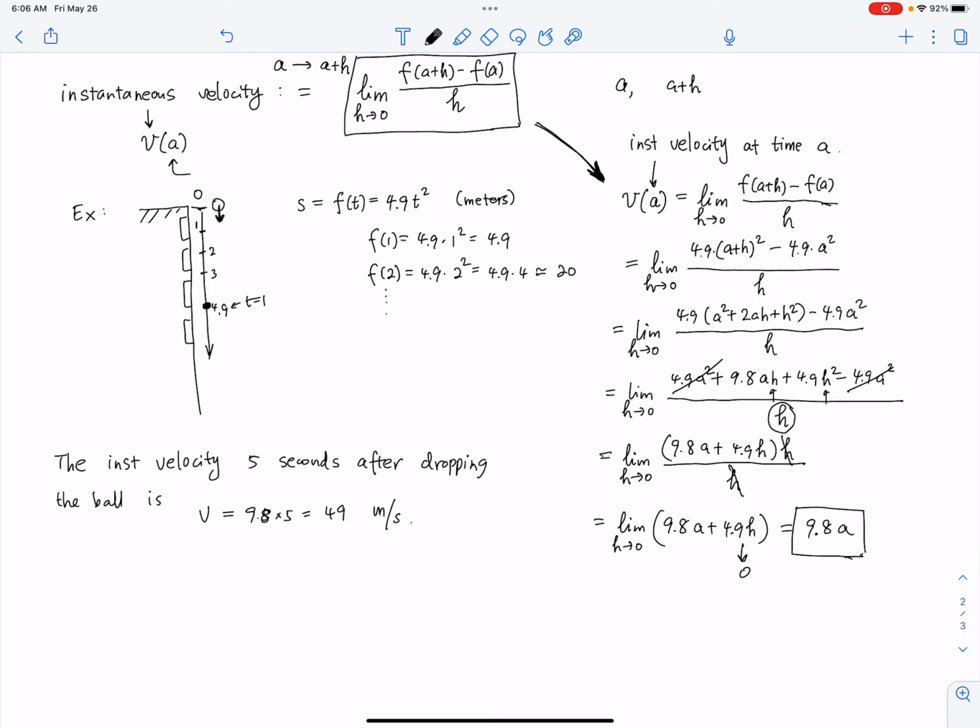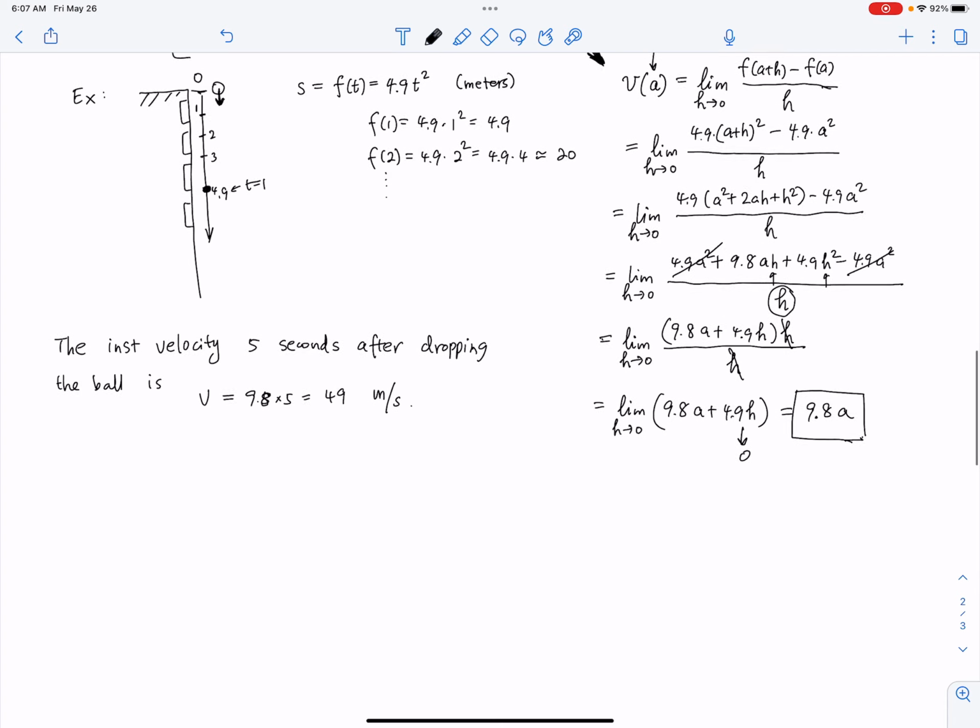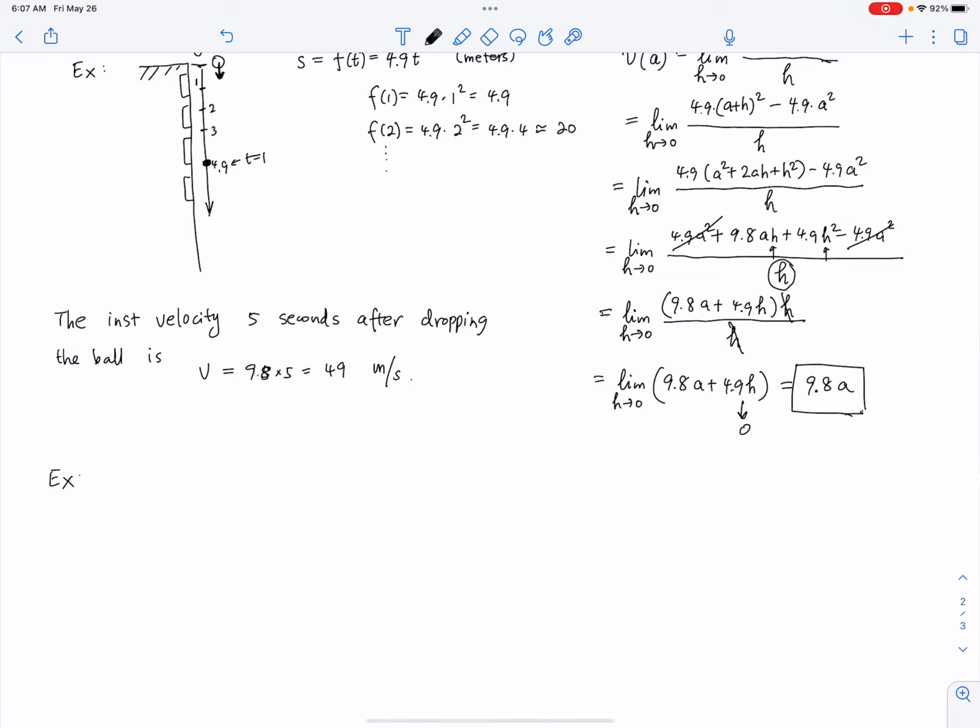Now let me show you another example, all right? This example is not about velocity. It's a very general example. So the function, right? I give you a function. I want you to calculate the derivative of the function at some point.